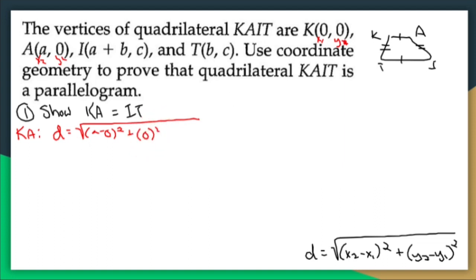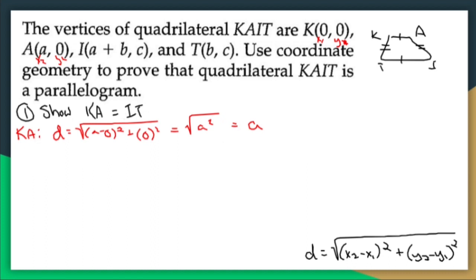That gets me a minus 0 squared. I need my square root still. I don't know why I got rid of my square root. So the square root of a minus 0 is just a, squared, plus 0 squared, which is just 0. The square root of a squared is just a. So the distance of KA is just a. All right, I can handle that.